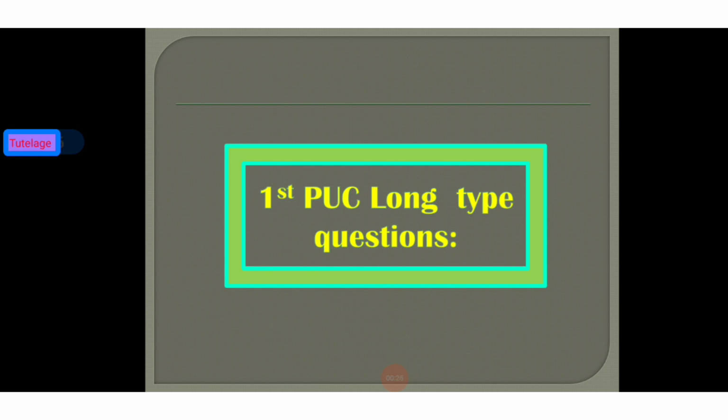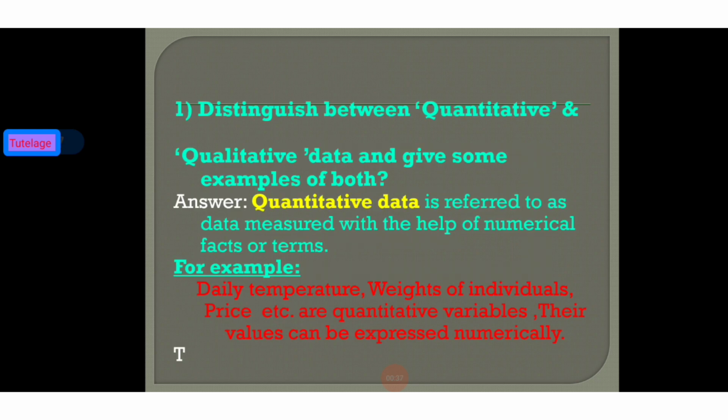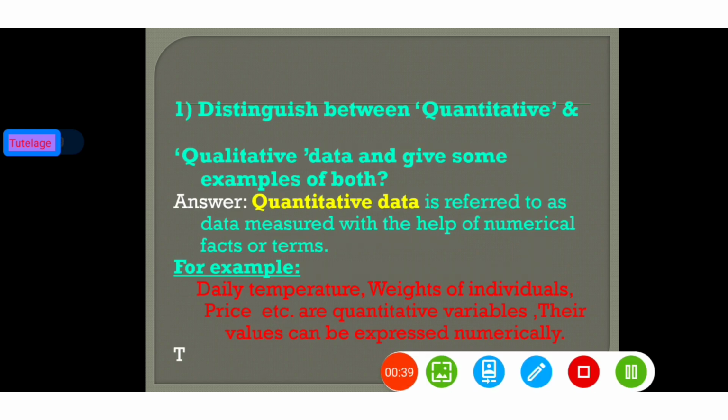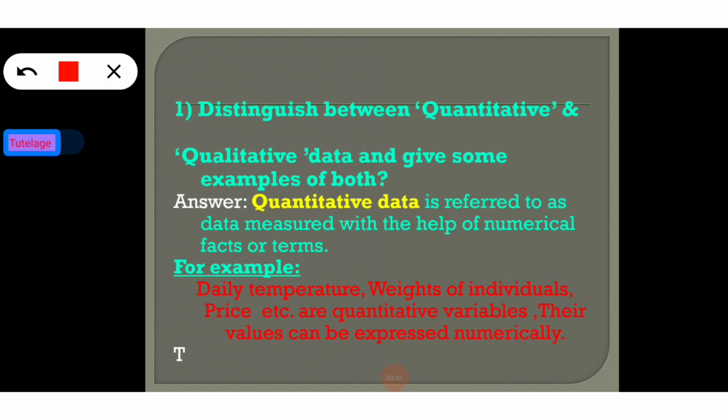So today we are going to start a new session with first PUC long type questions on economics. So let's start the session. So here this is the first question, and this is a very common question of economics: distinguish between quantitative and qualitative data and give some examples of both.